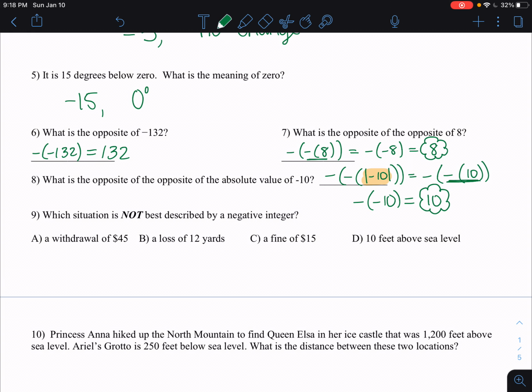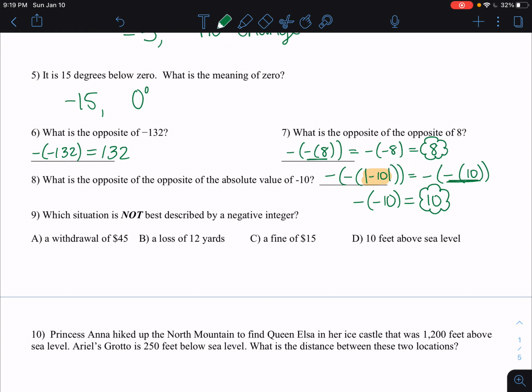Number 9 says which situation is not best described by a negative integer. So all the situations that are represented by negative integers are not the correct answer. So a withdrawal of $45 is a negative integer. A loss of 12 yards is a negative integer. A fine of $15, that means you have to pay for something that you've done wrong, like returning your library book back late or getting a ticket, is going to be represented by a negative integer.